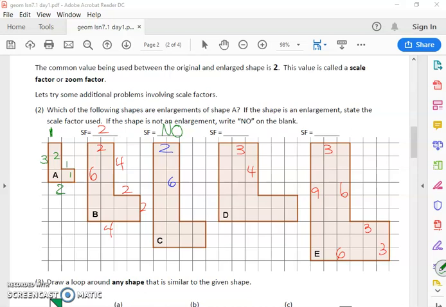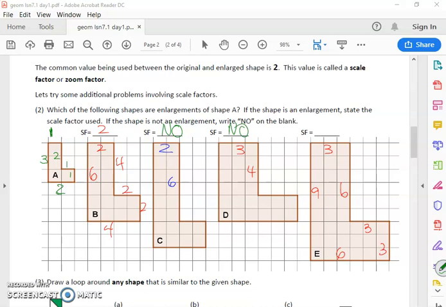In problem D, across the top is a 3. So since I'm starting with a 1 on A, that's a scale factor of 3. When I come down, it's a 2 on A, it's a 4 on D, which is a scale factor of 2. So I got 2 different scale factors. On the top is a 3, going down is a 2, so therefore not a scale copy.